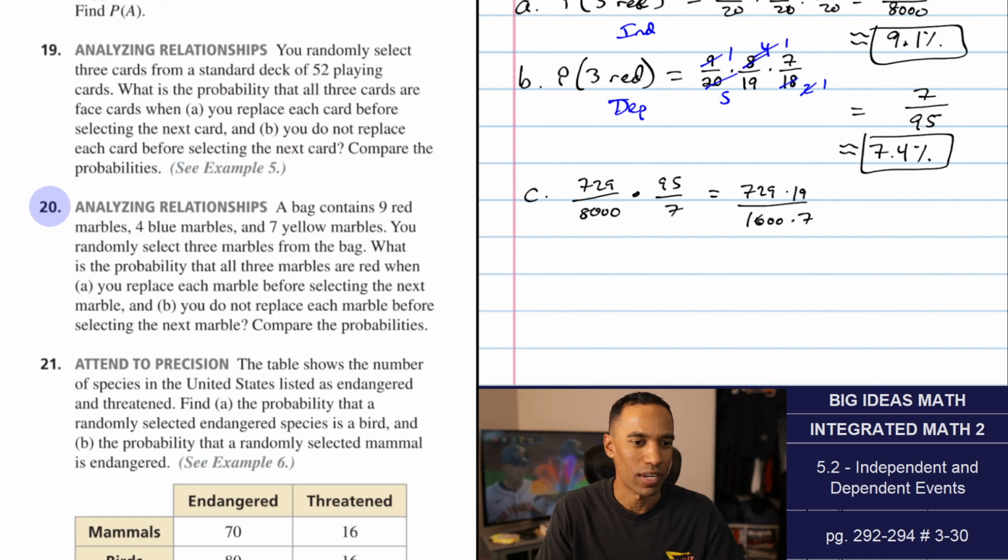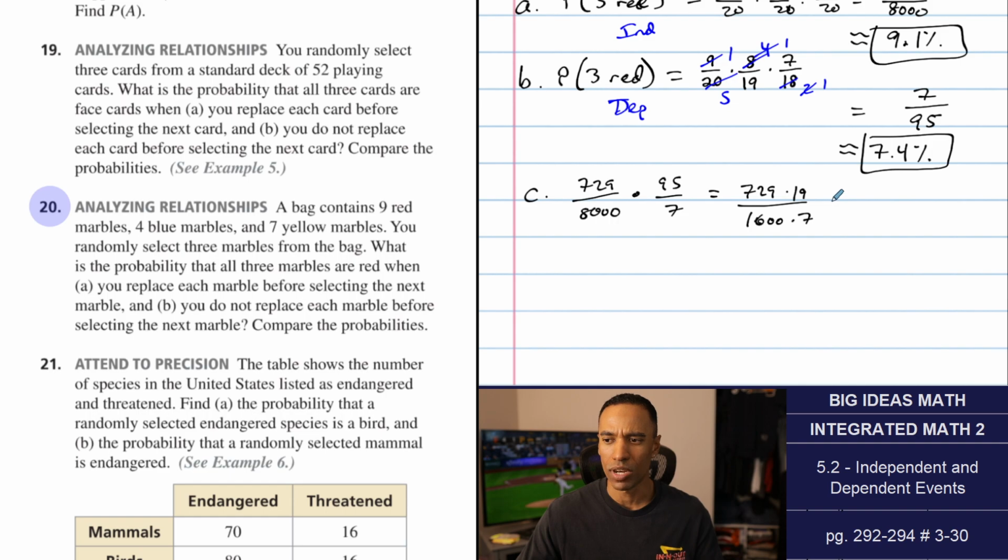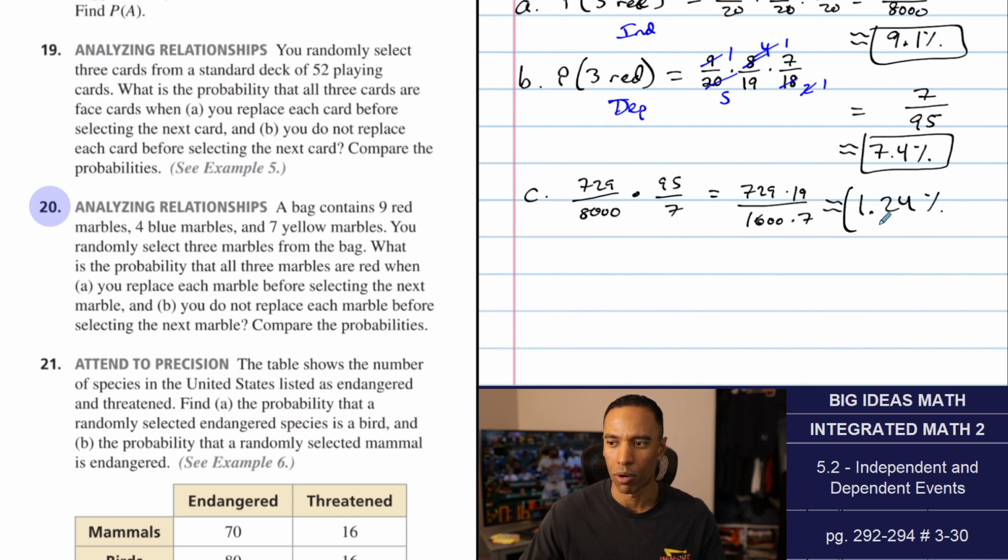So let's do 729 times 19 over 1,600 times 7. Anyway, I was just stating the things that you can do when it comes to overall fraction reduction practices. I don't think that really matters for this problem. And I get that 1.23 number again. It's a different one. It's 1.2366, whatever. So it's about, I'll say, 1.24.